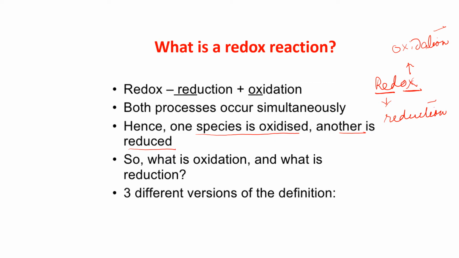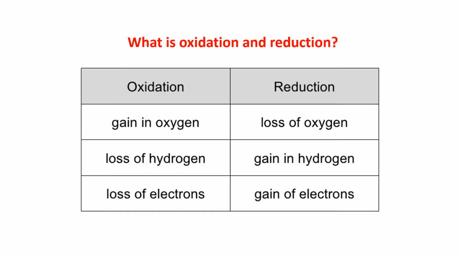So, what is oxidation and what is reduction? We will see three different definitions of oxidation and reduction in the next slide. The definitions of oxidation and reduction, all of you know about it. Gain of oxygen, loss of hydrogen and loss of electron: this is oxidation. Loss of oxygen, gain of hydrogen and gain of electron, they all are reduction.